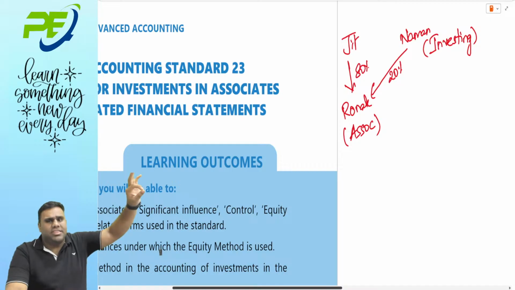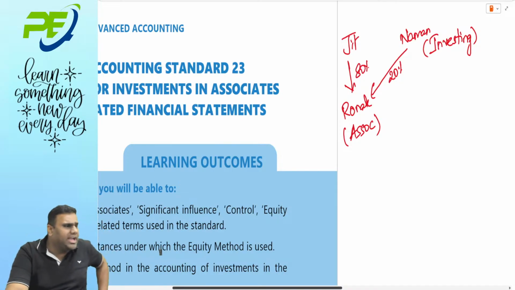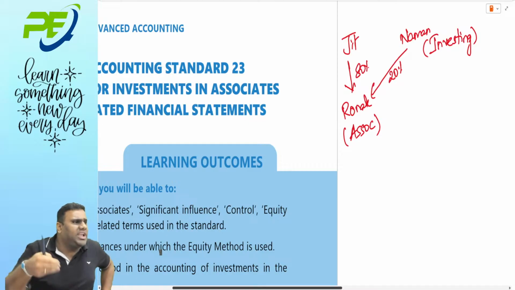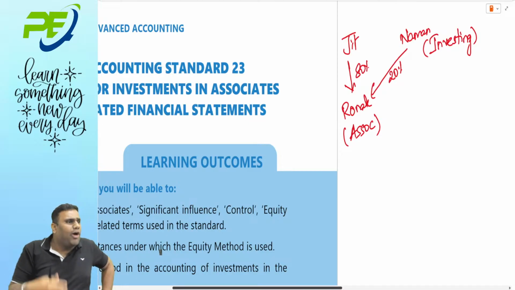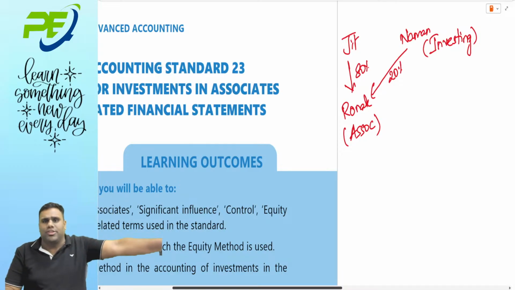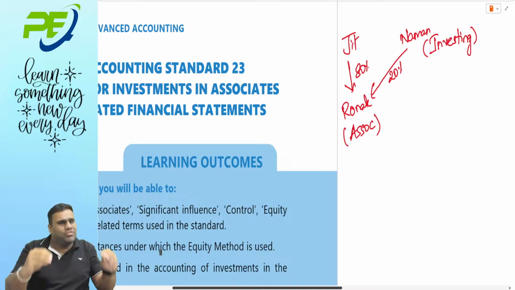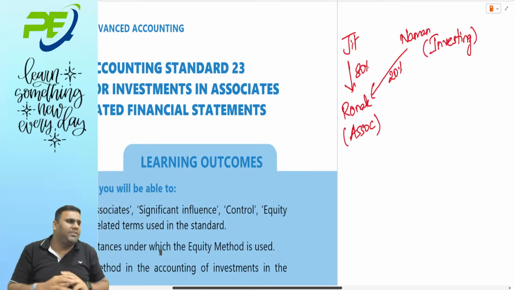So Naman is the investing company and Ronak is the associate company. Ronak's balance sheet is already added to Jitendra, so how can you add the same balance sheet to Naman? That is not possible. That is why this standard is very simple.